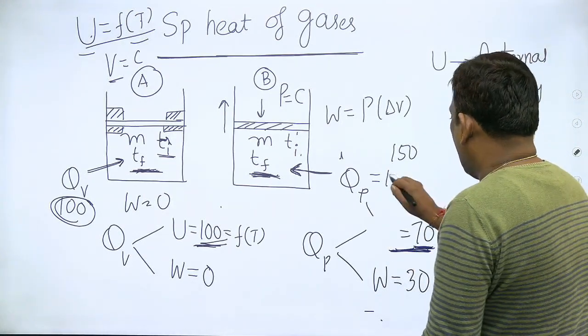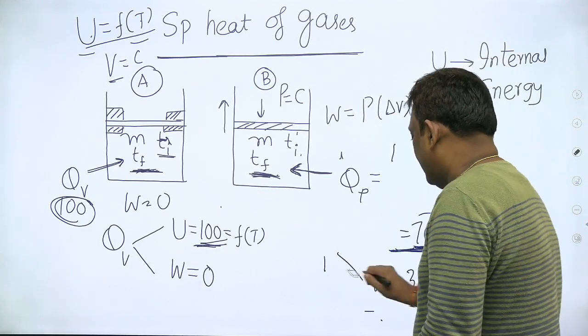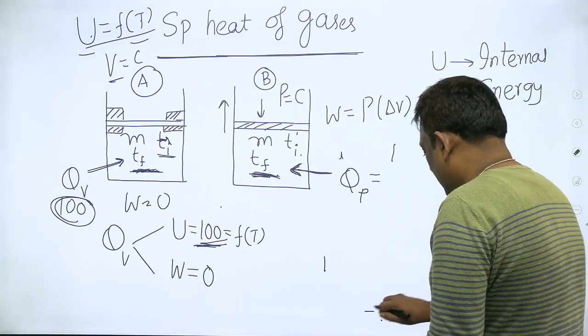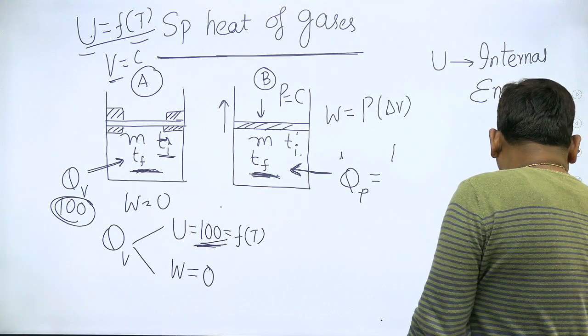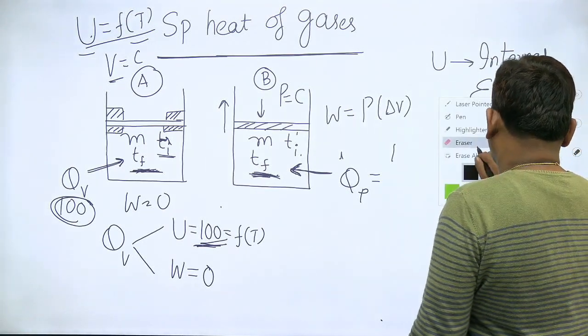Instead of 100, now I supply 150. So what is happening? Let us understand clearly. My dear students, please observe. Why are you supplying extra? Because, as I said, I want the same final temperature.